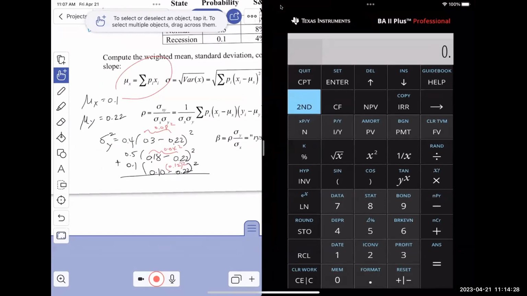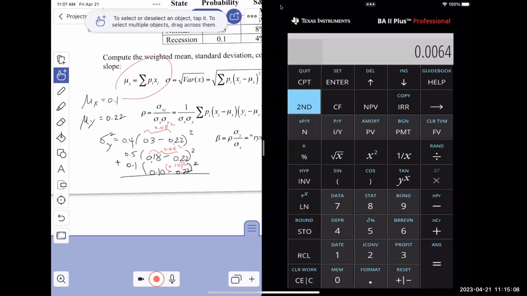Okay, so 0.08 square, store 1, 0.04 square, store 2, 0.12 square, store 3. Recall 1 plus recall 2 plus recall 3 equals? No? You didn't do it? Okay, recall 1. So 0.08 square. Oh, I forgot to multiply. That's why, guys. Let's do this again.